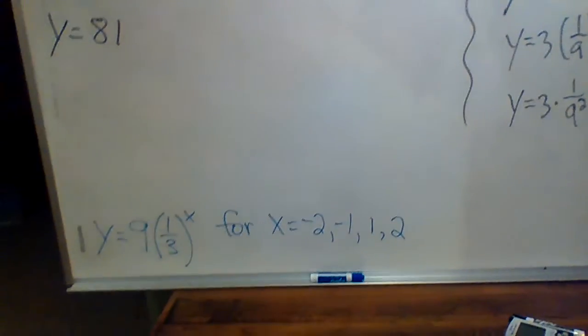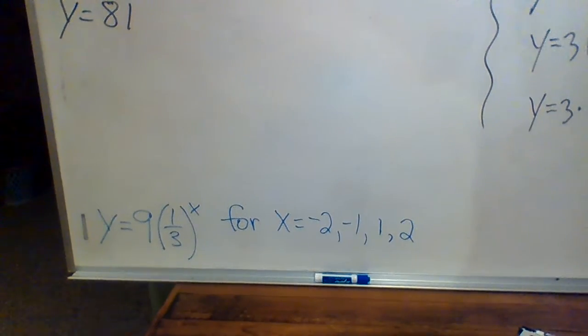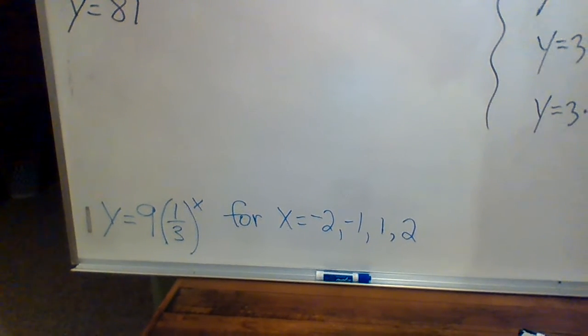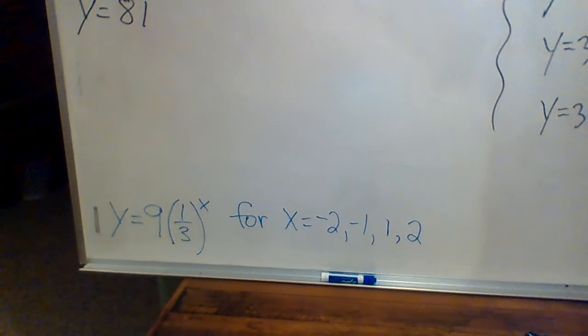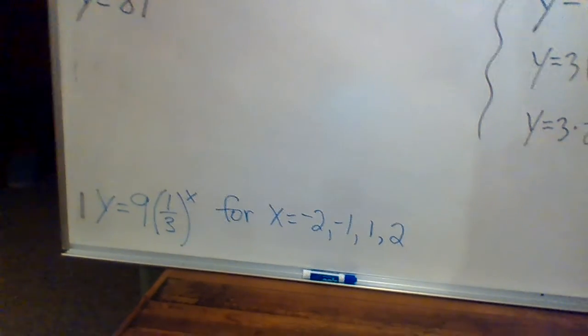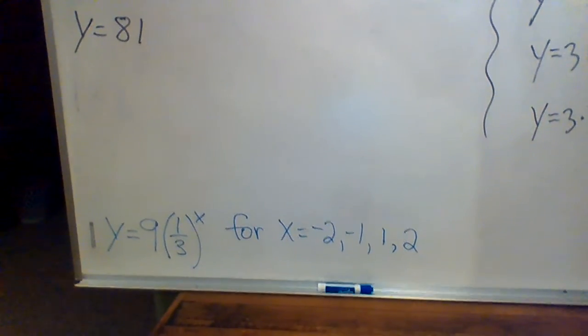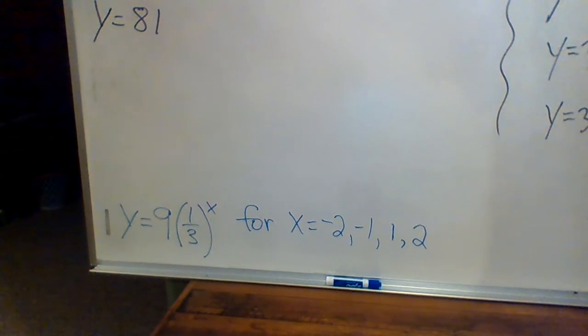Okay, here is your homework problem. You're going to take y equals 9 to the 1/3 to the x power for -2, -1, 1, and 2. Okay, just make a little table, or just, entering this into the journal, just do your best. I know it's hard to make a table in the journal. Just give me your answers the best you can, okay?